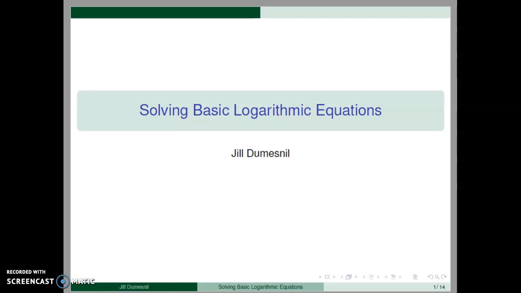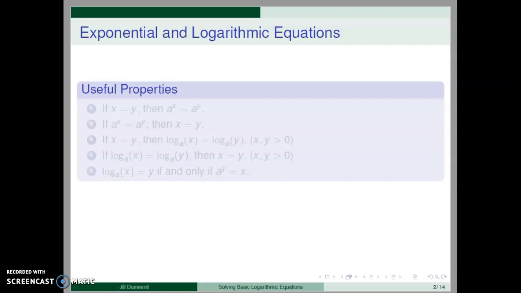In this video, we will solve basic logarithmic equations. We will use the facts that logarithmic and exponential functions are one-to-one and inverses of each other to solve equations. In particular, we will use the fact that if x equals y, then a to the x equals a to the y. This says essentially that we can apply any exponential function to both sides of a given equation.